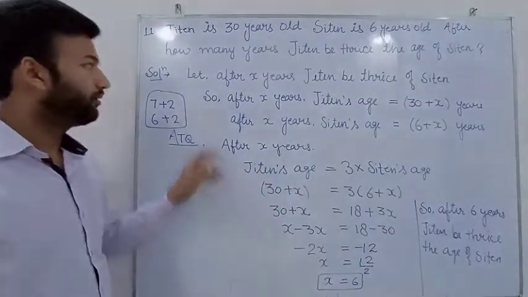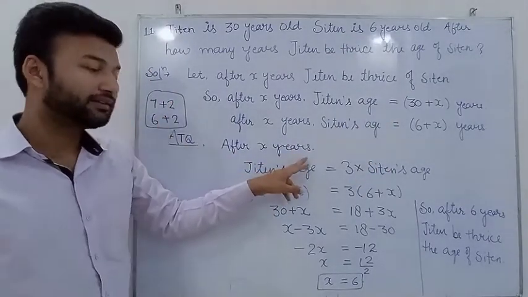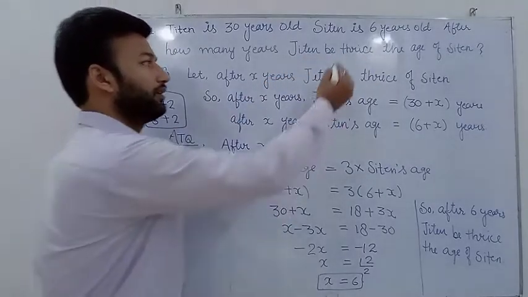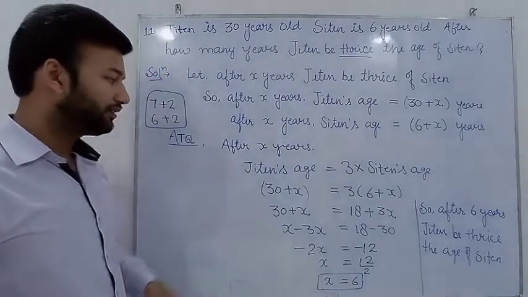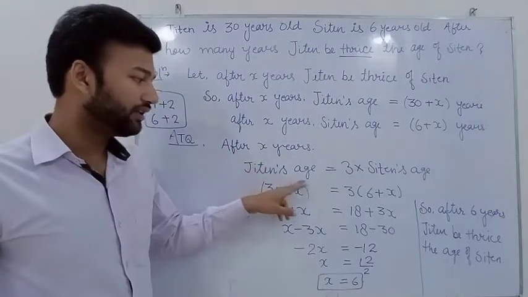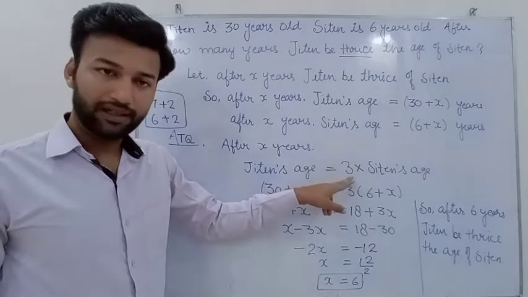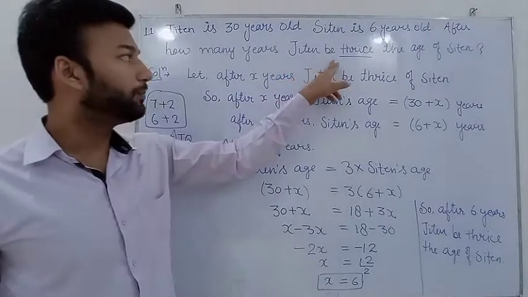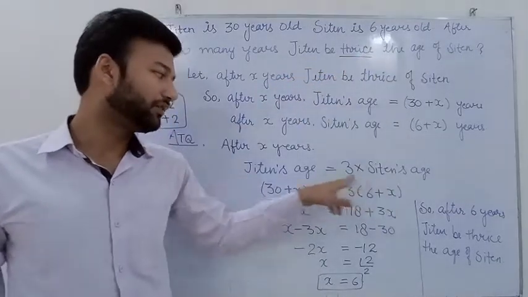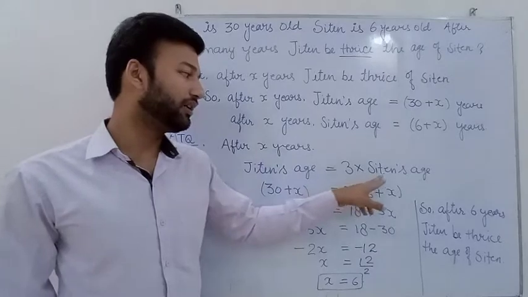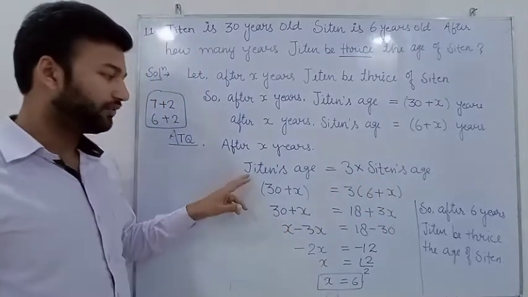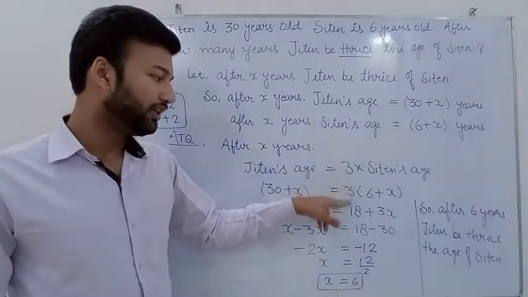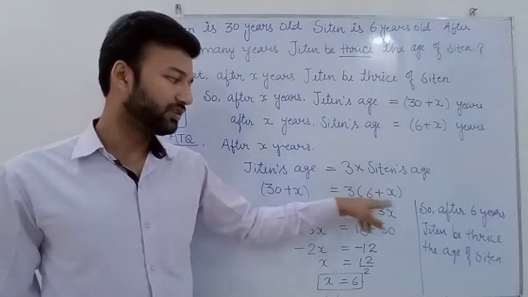Clear? Now, according to the question, after x years, Jitin will be thrice. Remember it, this is an important point. Jitin is thrice. So after x years, Jitin's age equals 3 times, thrice means 3 multiplied by Sitin's age. Clear? Because Jitin will be thrice the age of Sitin. That's why I'm writing Jitin's age equals 3 multiplied by Sitin's age. Now put the values of Jitin's age and Sitin's age. Jitin is 30 plus x, equals 3 multiplied by Sitin, which is 6 plus x.